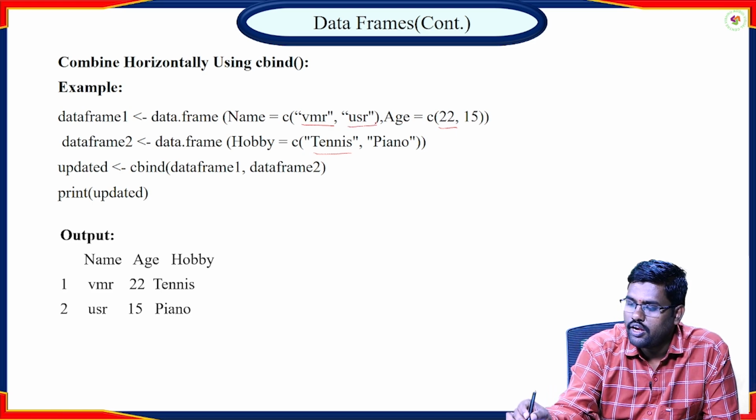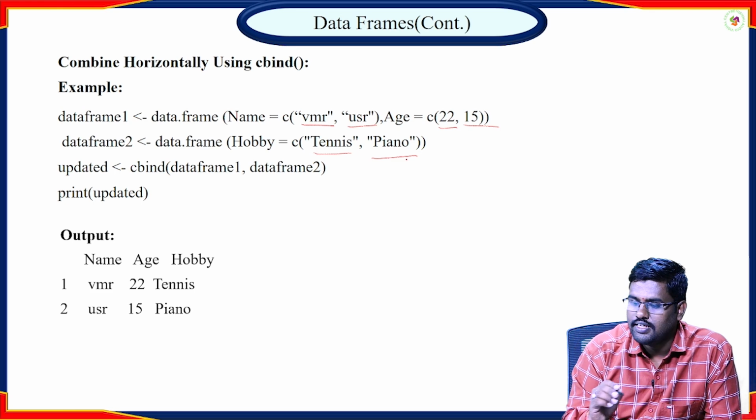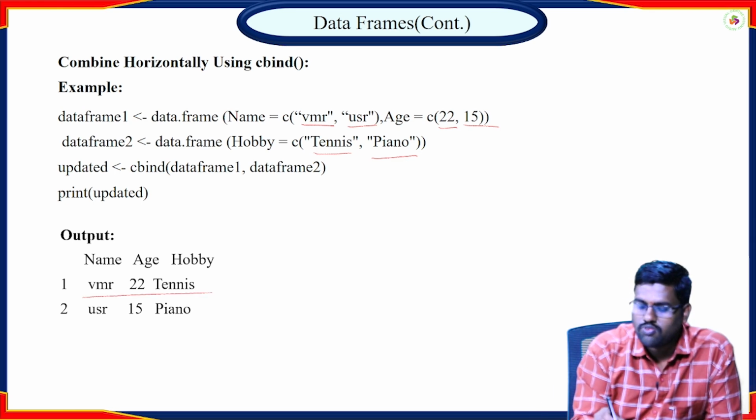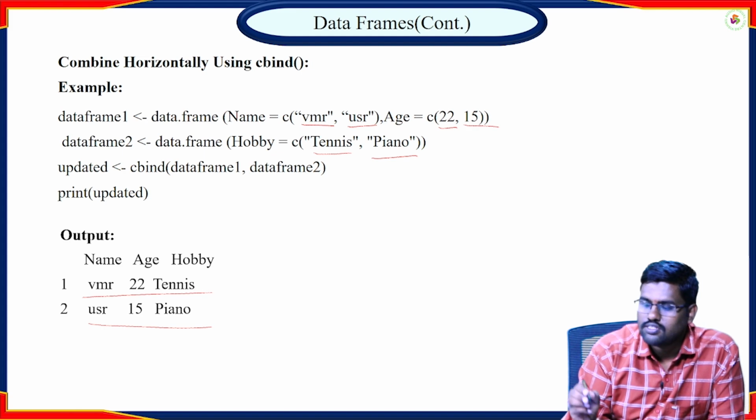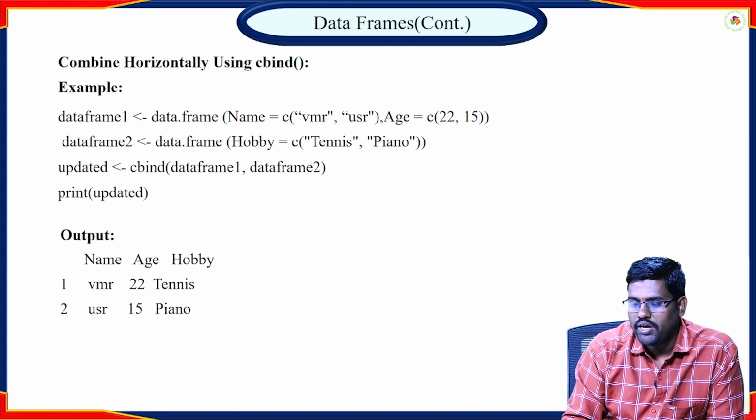Second row, USR 15 piano, will be printed like this. Horizontally the values, first values will be printed horizontally, next values will be printed horizontally. So like this the values will be displayed. So this is how to combine two columns, the particular two values, into the same array matrix.